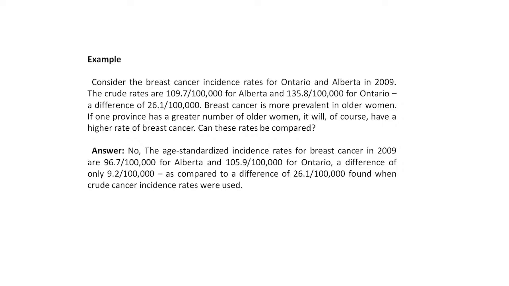The age standardized incidence rates for breast cancer in the first year are 96.7 for Alberta and 105.9 for Ontario, a difference of only 9.2 as compared to a difference of 26.1 found when crude cancer incidence rates were used.